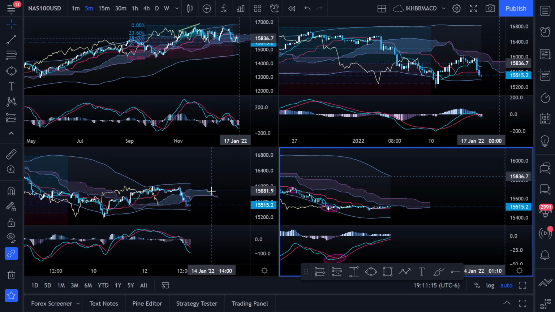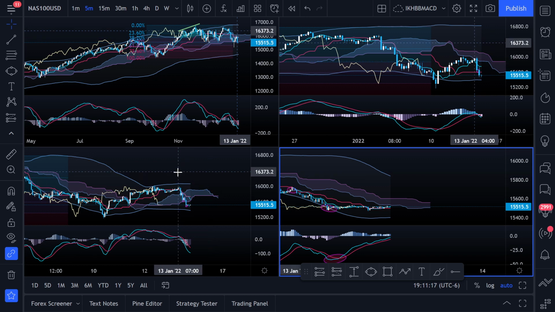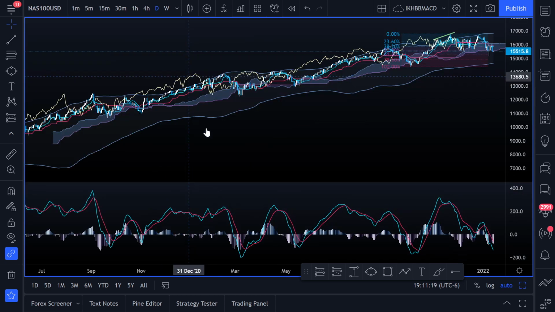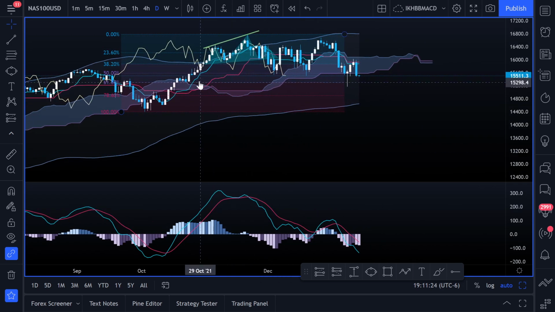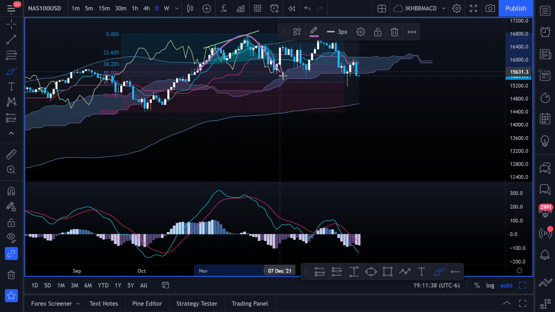Now I just want to take a quick look at the market. So let's go to the higher time frame. Let's go to the daily one. So we can see that the market is right now testing the 50% Fibonacci retracement level. So it seems that the price is forming right now this double bottom like pattern.